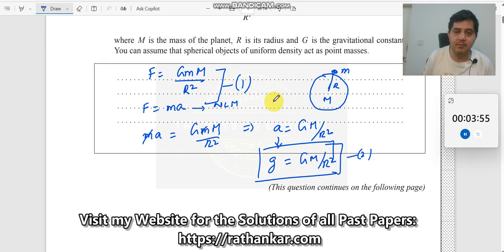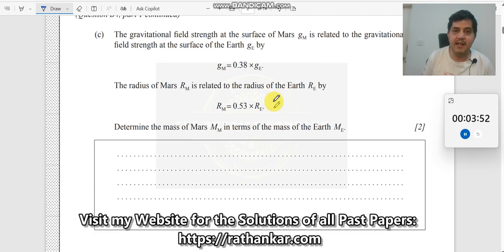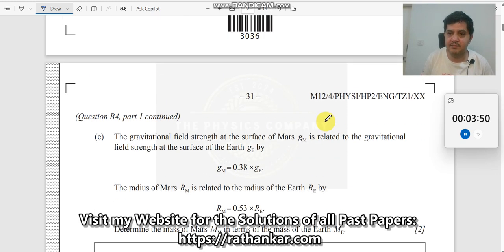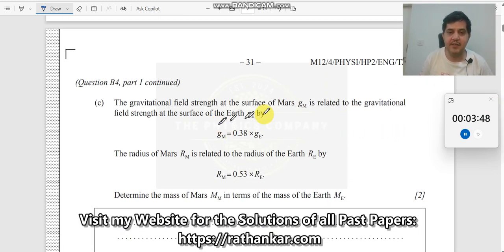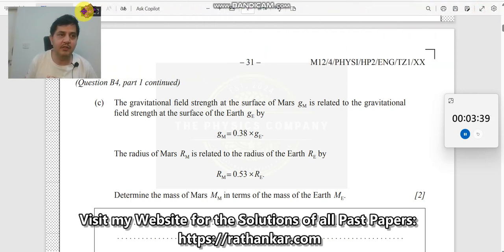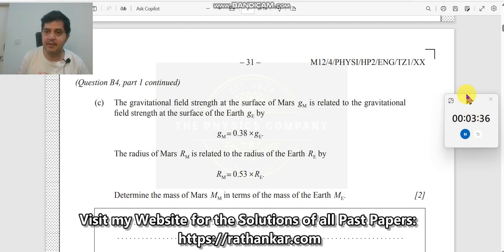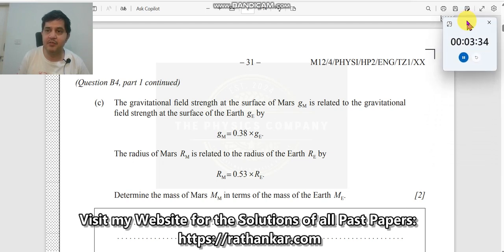Okay, now next, the gravitational field strength at the surface of Mars. See here, gravitational field strength at the surface of Mars is related to the gravitational field strength at the surface of Earth as given over here. I'll do one thing, I'll put my picture somewhere over here so that it doesn't block anything, because that side of it is not being used much. Put it over there. So now gravitational field strength gm is equal to 0.38 times ge, and the radius of Mars is also given. Determine the mass of Mars in terms of the mass of Earth.